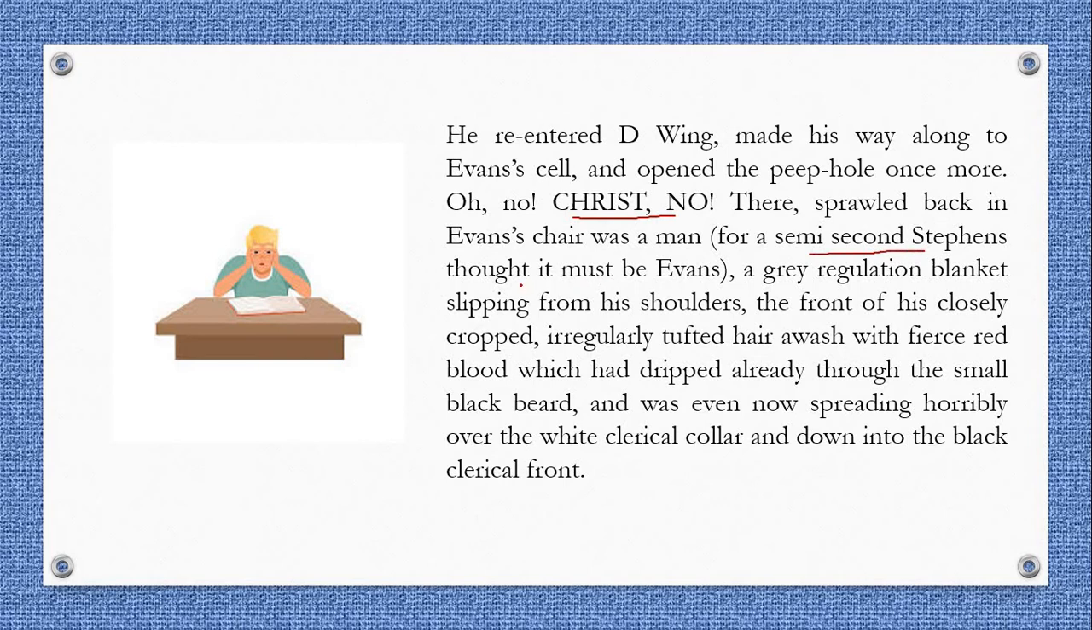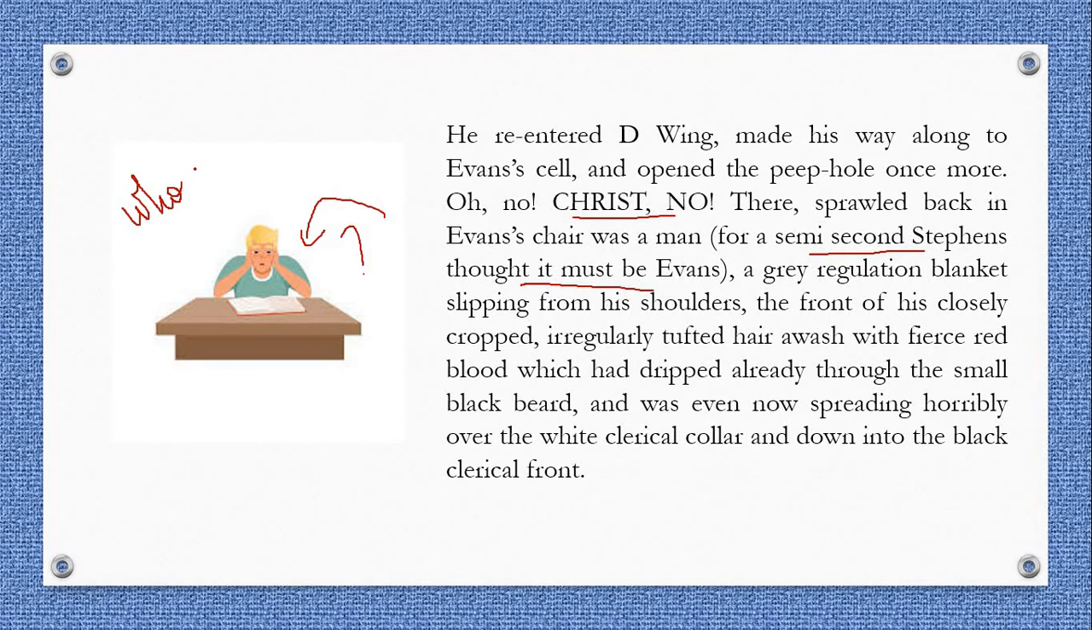For a split second, Stevens thought it must be Evans. A grey regulation blanket slipped from his shoulders. The front of his closely cropped, irregularly tufted hair was awash with fierce red blood, which had dripped already through the small black beard and was even now spreading horribly over the white clerical collar and down into the black clerical front. So this is what he could see when he came back to check whether everything was all right in the cell. Stevens shouted wildly for Jackson.